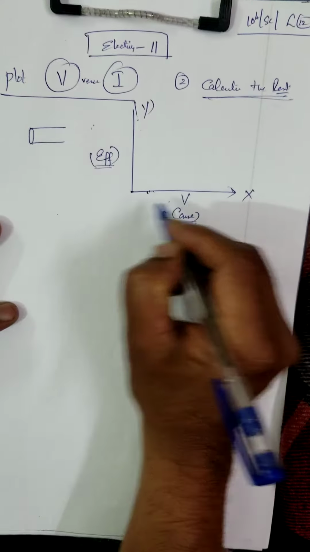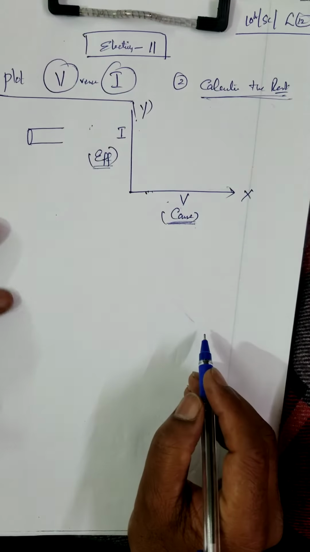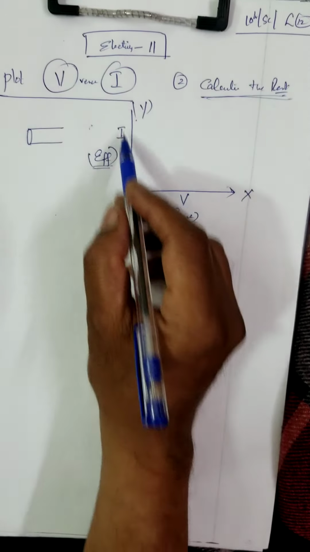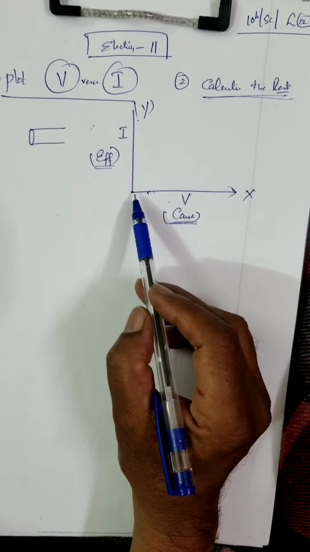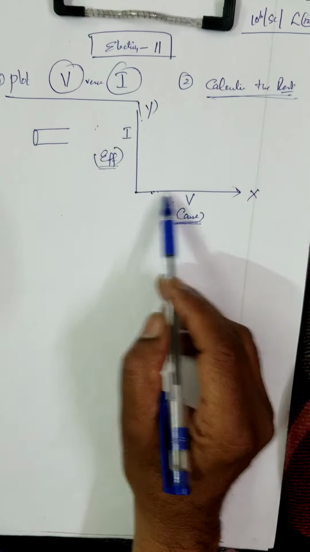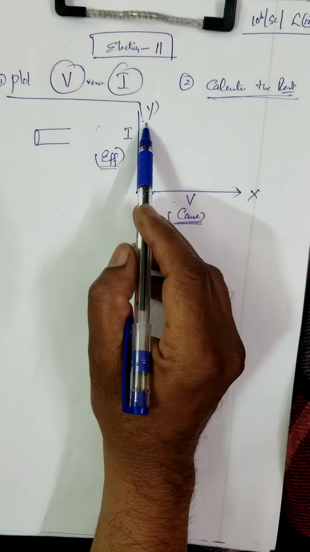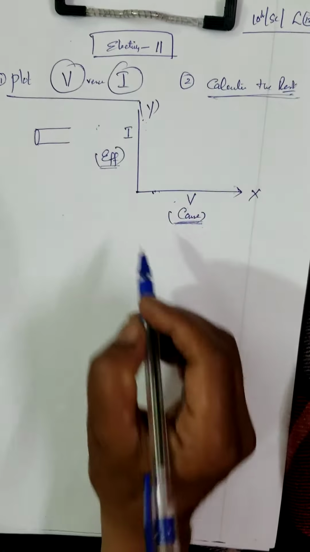Therefore, voltage along the x-axis, current along the y-axis. This is the cause, this is the effect. Even in economics, demand and supply: demand on the y-axis, supply along the x-axis. If the supply is low, demand will be maximum, like that.